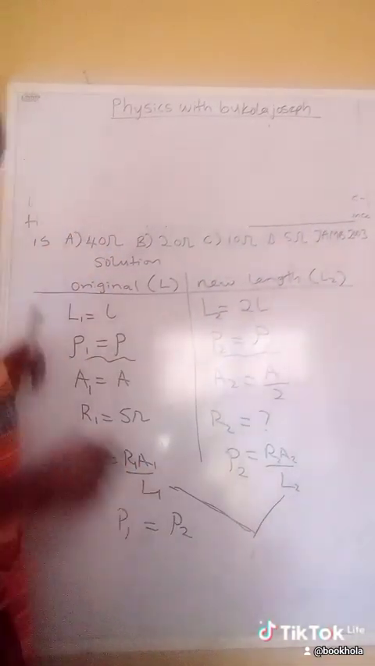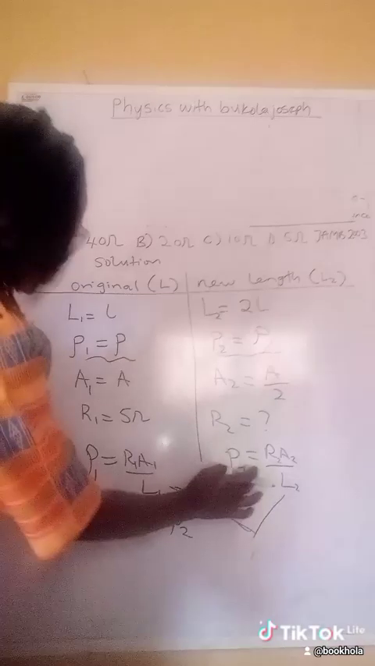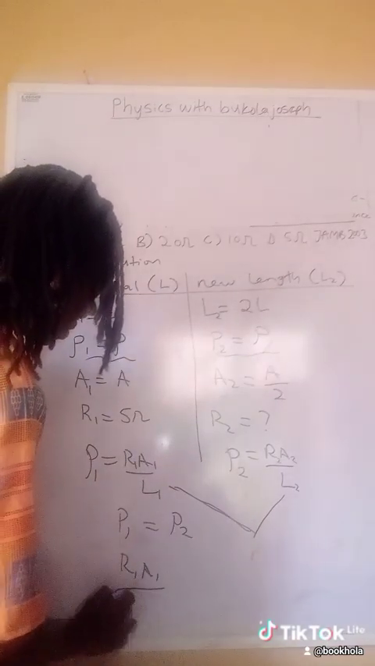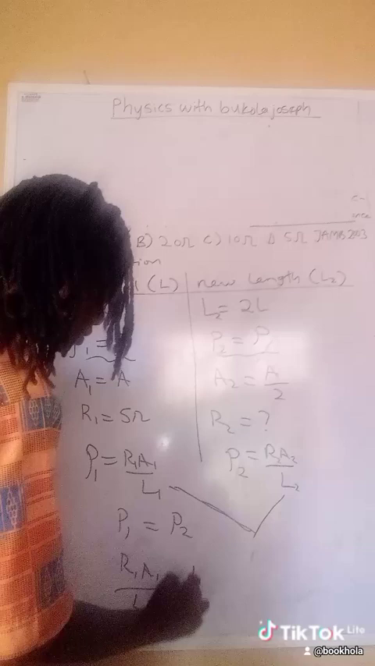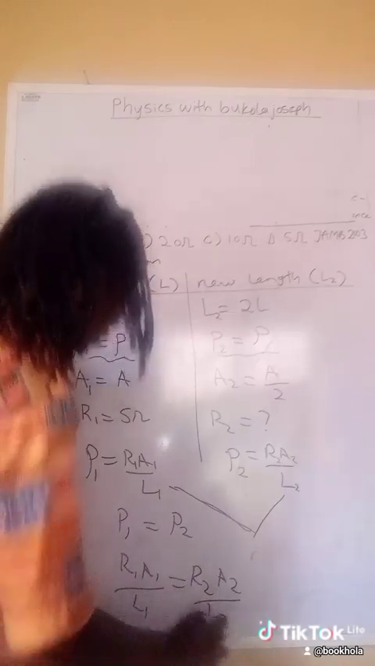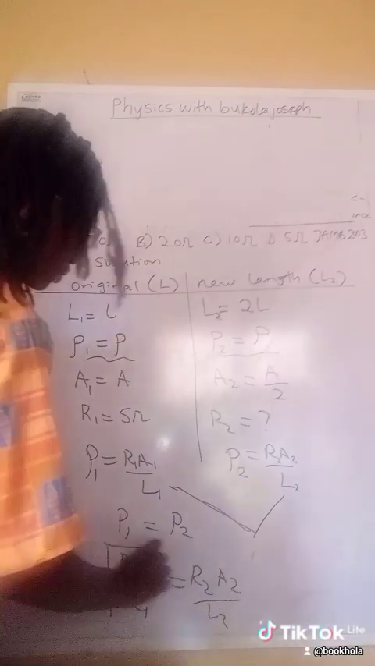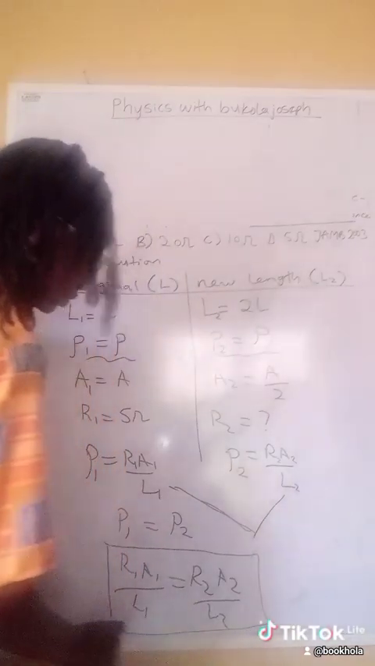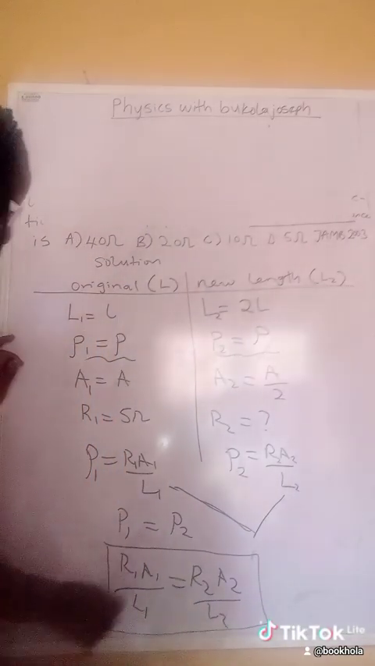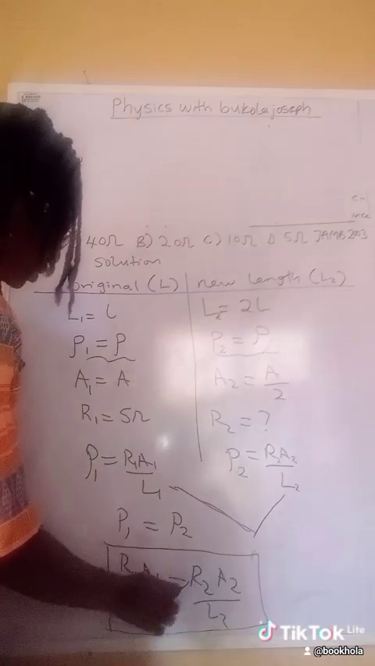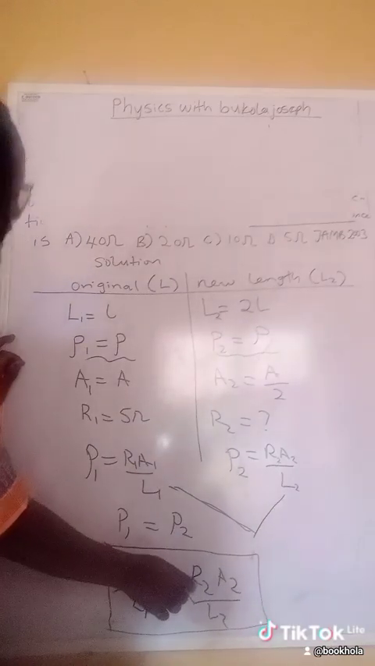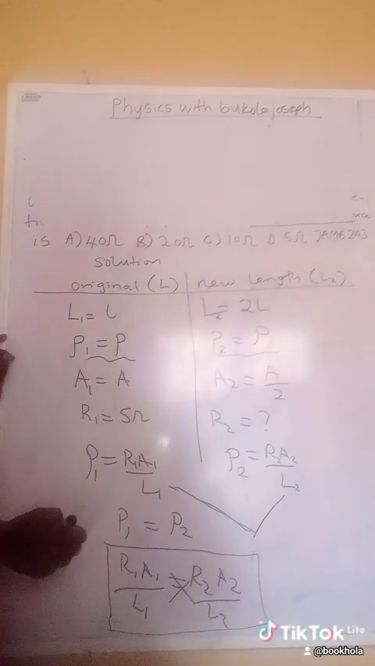So if we have this, we can equate this and this. It becomes R1 A1 all over L1 is equal to R2 A2 all over L2. Can you see this? This is what we'll be working with. Now what do we do? We are going to be cross multiplying, because we are looking for R2. We'll try and make R2 the subject of the formula.